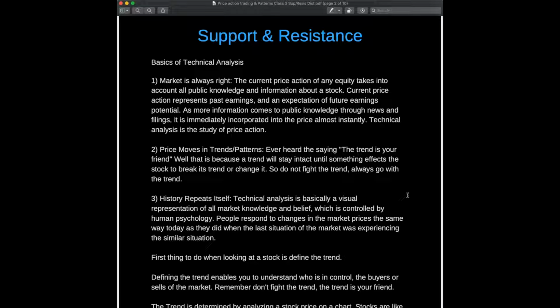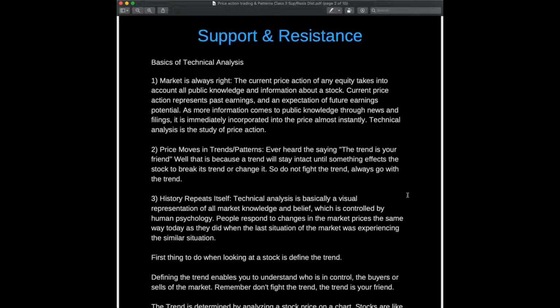Technical analysis is the study of price action. Number 2, price moves in trends and patterns. Ever heard the saying, the trend is your friend? Well, that is because the trend will stay intact until something affects the stock or breaks its trend to change it. So do not fight the trend. Always go with the trend.